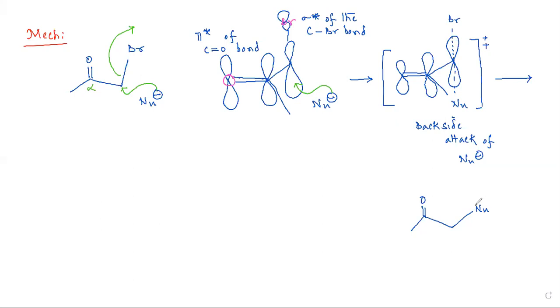So the pi star of C double bond O bond is the one that actually stabilizes. Okay. So this is the conjugation that actually helps increase the relative rate of SN2 reactivity. Okay.